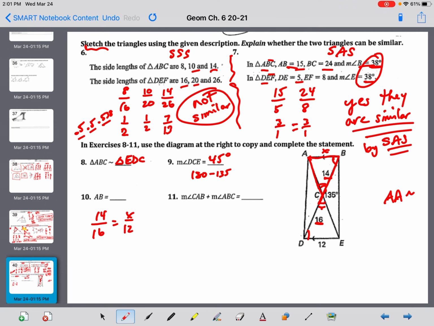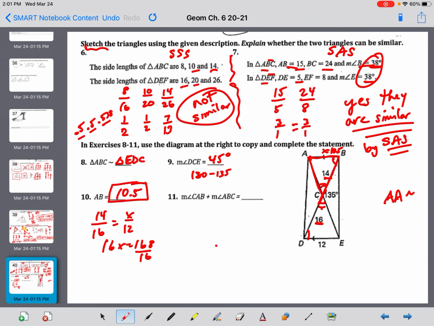You're going to get 16x equals 168. And when you do the division, 168 divided by 16 is 10.5. Some people think it should just be 10 because they look at the 16 and the 14 and they say, hey, just minus 2. But you can't just add and subtract when you're doing proportions. You've got to cross multiply and divide. So 10.5, that's the distance across the top here. If I wanted to pencil it in, I could pencil it in up there by AB, across that top length.